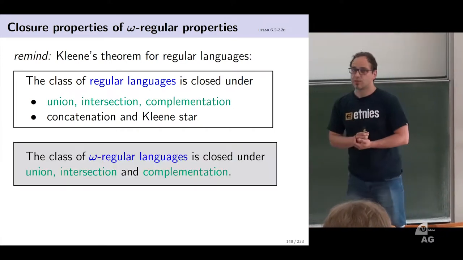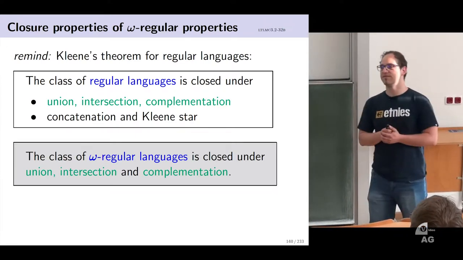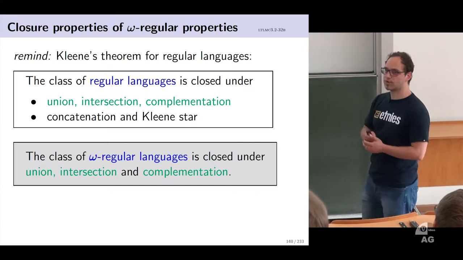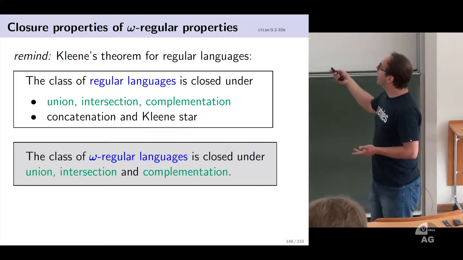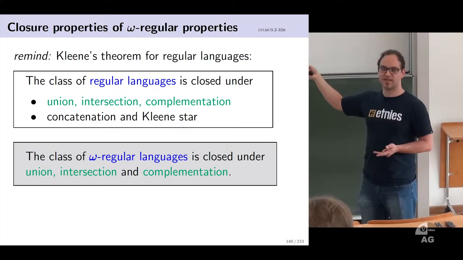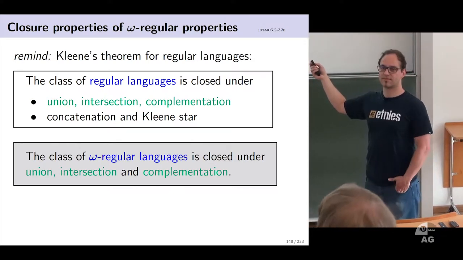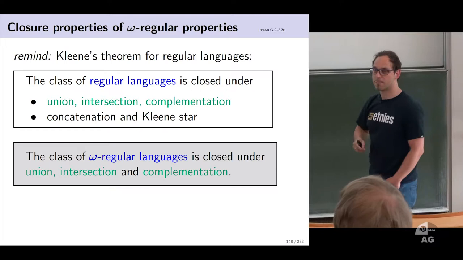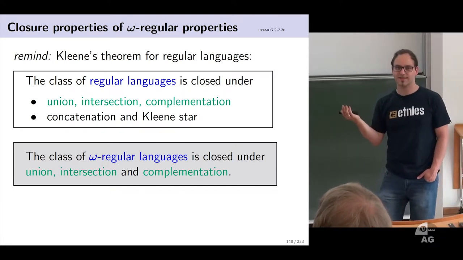And now, in this lecture, we will see that for omega regular languages, you have a very similar thing. They are also closed under union, intersection, and complementation. Now, why are concatenation and Kleene star missing here? Yes? Because they are already infinite words. Exactly. They don't make sense to begin with, right?